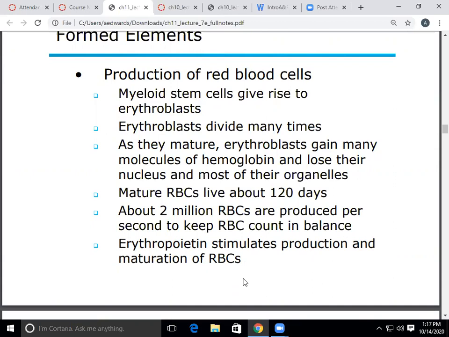And just like we said, there's a lot per cubic millimeter, so you have to make around 2 million red blood cells per second just to keep your count of red blood cells in homeostasis, so you don't start having a net loss. A chemical called erythropoietin will help produce or stimulate the production of red blood cells and help them mature. It's an important chemical that helps us maintain our red blood cell homeostasis.